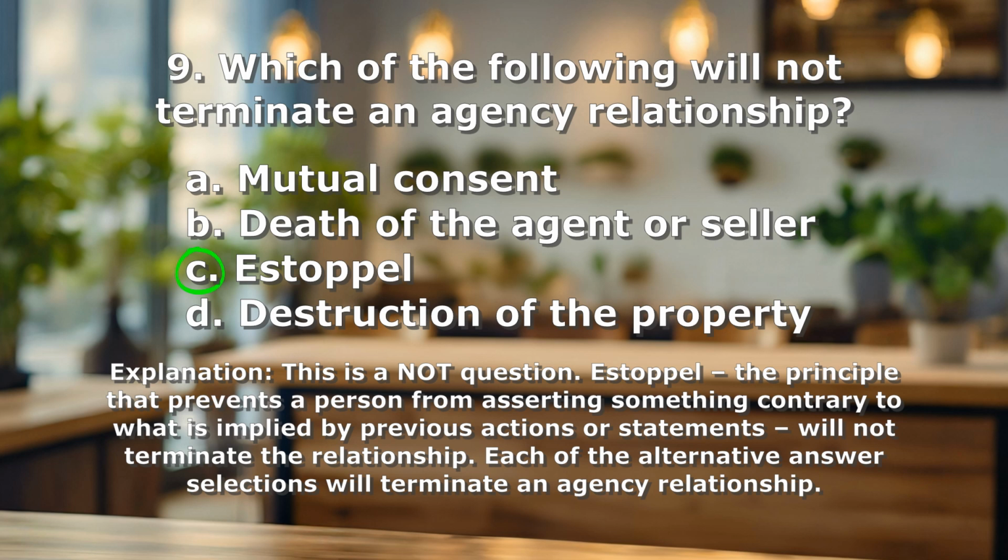So if you understand what creates an agency relationship and what terminates an agency relationship, you would know that A, mutual consent, B, death of the agent or seller, and D, destruction of the property, all three of those things terminate an agency relationship.